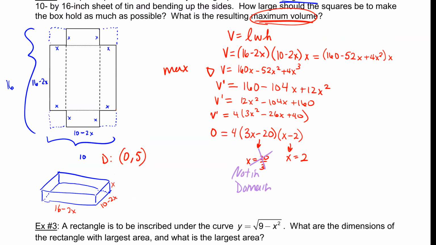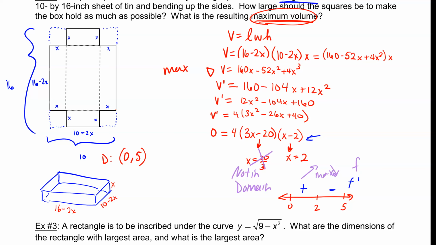Okay, so I see x equals 2. So we can check it. I can draw a number line. I'm going from 0 to 5. Here's my 2. If I plug in a number like 1 into this one, I get a negative times a negative, so that's going to be positive. And if I plug in a number like 3 into this one, it will be negative. So it goes up, then it goes down. So this is where my max occurs, at 2.